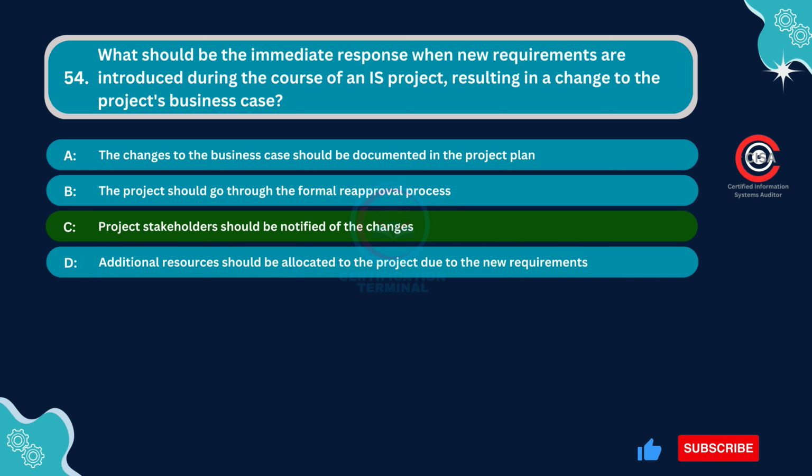Project stakeholders should be notified of the changes. The other options may also be necessary steps depending on the circumstances, but they do not address the overarching need for formal reapproval of the project in response to changes in the business case. While documenting changes in the project plan, allocating additional resources, and notifying stakeholders are important actions, they should be part of the broader process of re-evaluating and reapproving the project in light of the new requirements.